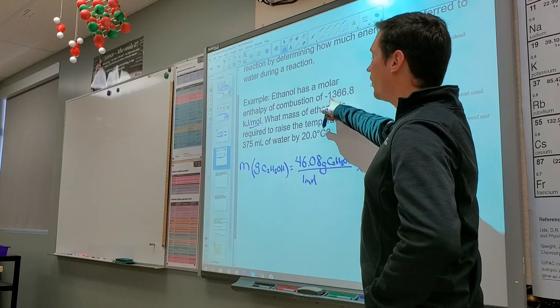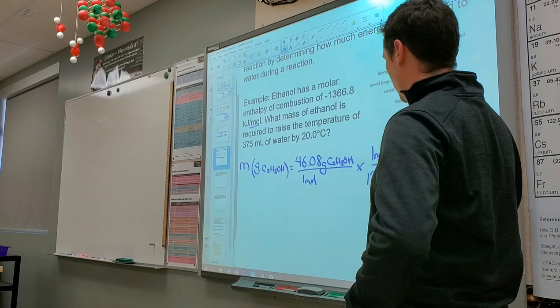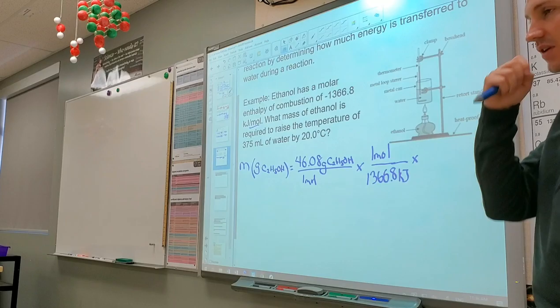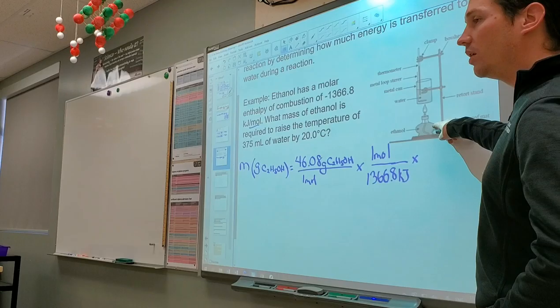Let's look at it from the water's perspective. Is the water absorbing or releasing energy? It's absorbing. So all of a sudden, I know that the ethanol releases energy, but from the water's perspective, the water is absorbing this much energy per mole. Do you agree? Yes. Okay. So there's a phantom negative sign that showed up because of the context of the situation.